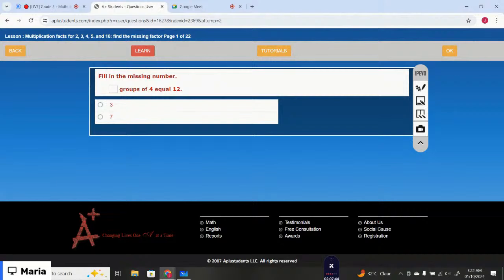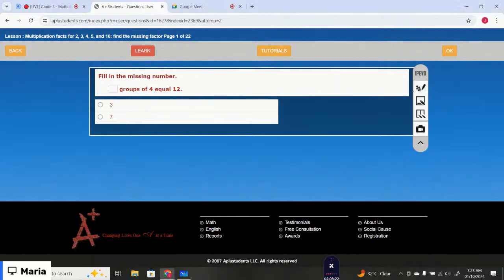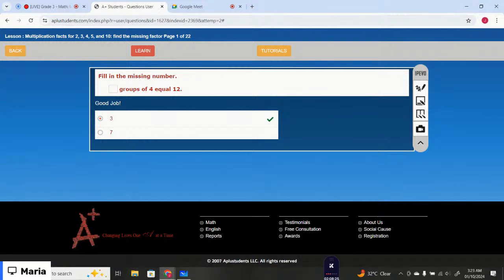Fill in the missing number. How many groups of 4 equal 12? So you need to find what number times 4 is 12. You need to count the table of 4 until you have 12. So 4 times what number is 12? The correct option is 4 times 3 is 12. So the correct option is 3. Option number 1 is the correct option.